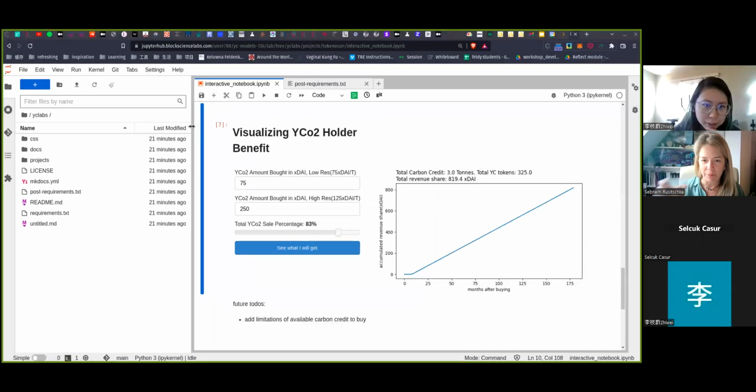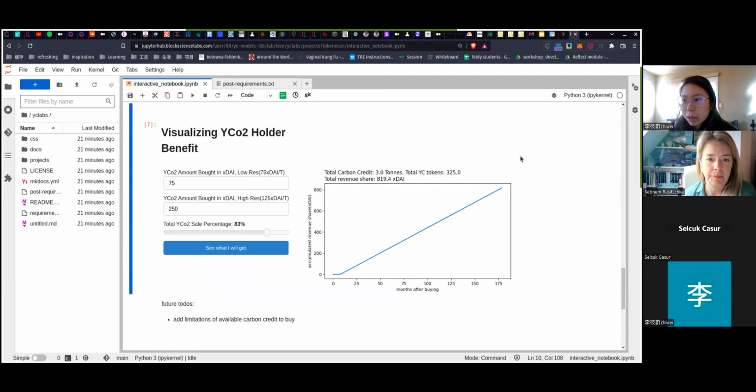Okay. So here's the Python Jupyter model. Now we're hosting on the BlockScience Labs platform. And let me just show you what we can get in the end, which is assuming you're a YCO2 token NFT holder, and you can buy it either in the low resolution or the 30-minute high resolution carbon credits, and you put in how much you want to pay for it. And then the third parameter is how much YCO2 has been sold overall for the whole market, which is just like different market conditions. And then I can see what I get. So let's say there's less than half of YCO2 being sold in the whole market.